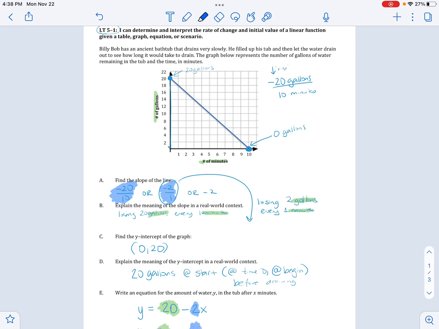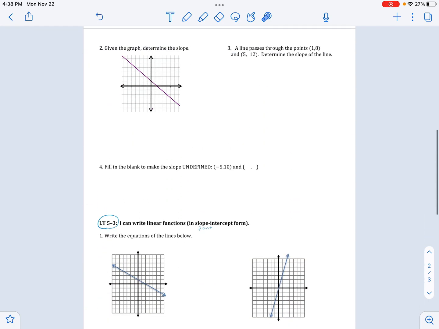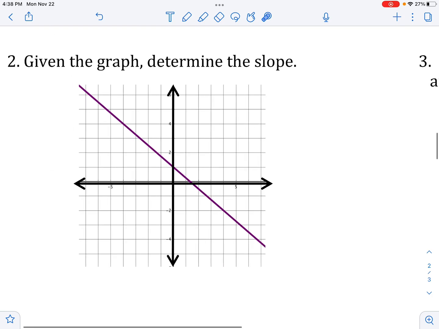And again, what made it more meaningful was just really paying attention to the units on the side here and using words in your explanation. These next couple problems are pretty straightforward because there's no story here. So when you do slope from a graph, it's just rise over run.